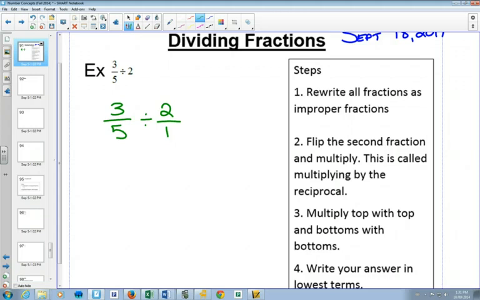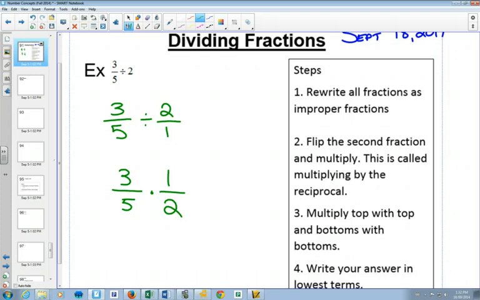Now the way that dividing by fractions works, the second step is you're going to take the second fraction and flip it, and then change from dividing to multiplying. There's a special name for this. It's called multiplying by the reciprocal. Reciprocal in math is a fancy word for flipping. Flipping a fraction is the reciprocal. So we flip the second fraction and change it to multiplying.